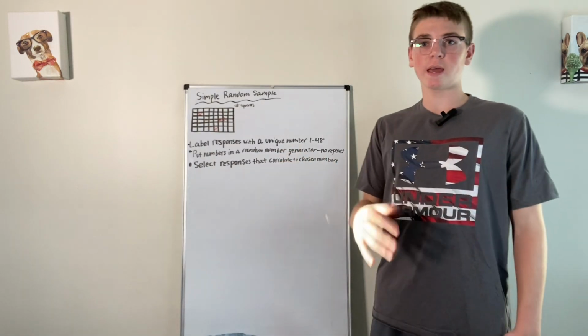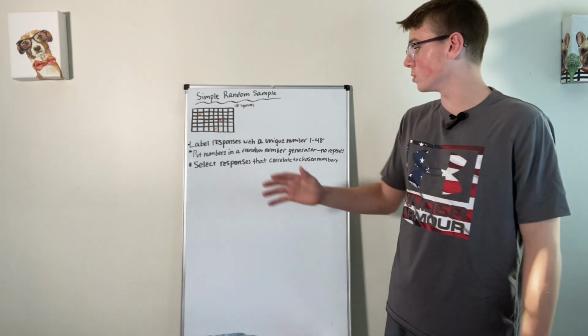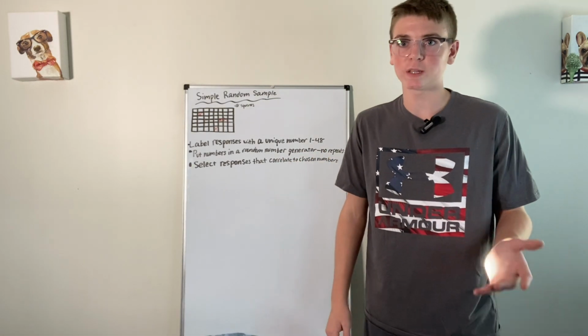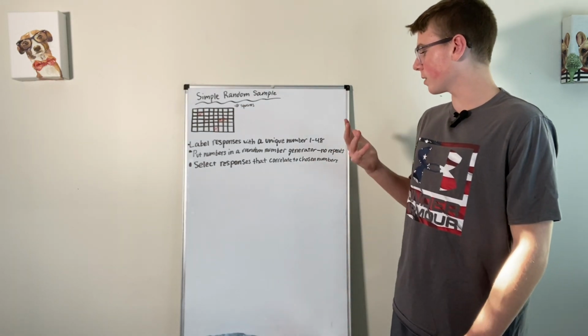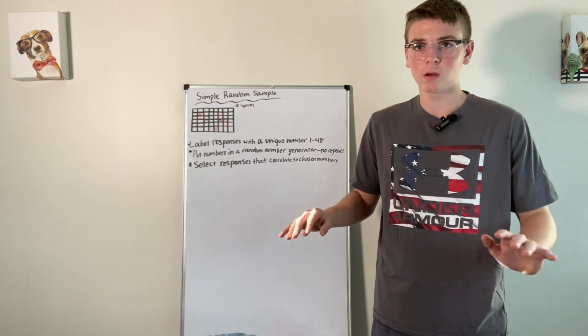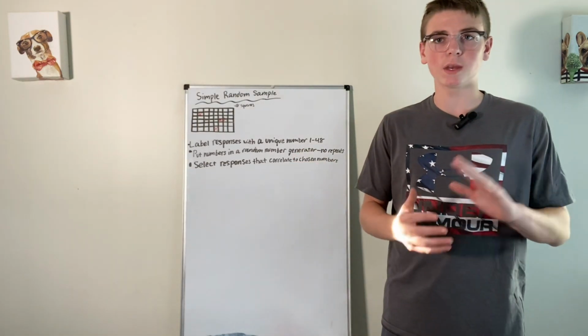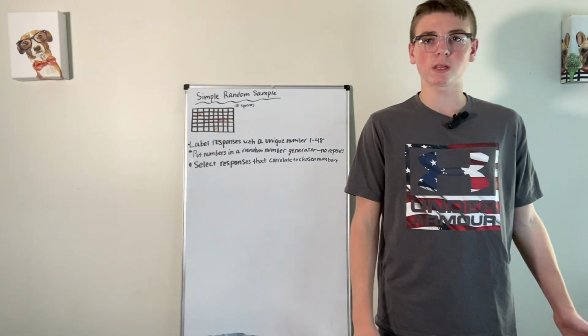So this is what you say if anyone asks, okay, how do you do a simple random sample? Well, you're going to say first you label the responses with a unique number. And if they say there's 500 responses, just say 1 through 500. And then put the numbers in a random number generator and say no repeats, or get unique numbers from it, something with unique, no repeats. And then select the responses that correlate to the chosen numbers.